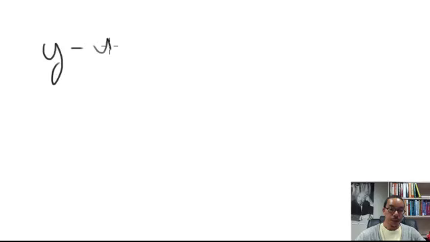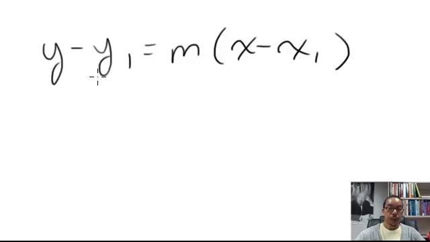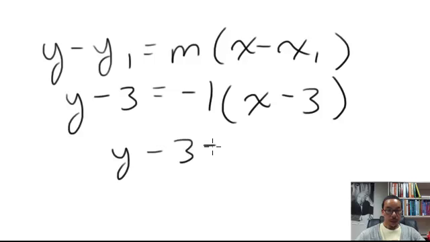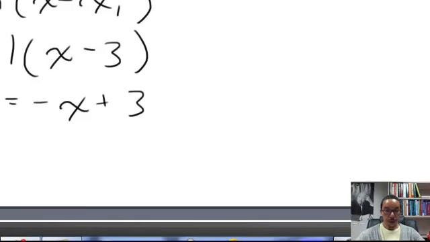We must use point slope form. So now it's a matter of substituting in y, we said was 3, the slope is negative 1, and the x is 3. So here we have y minus 3 equals negative x plus 3, and maybe they would like us to put it in standard form or general form. So we'll get x plus y equals 6.